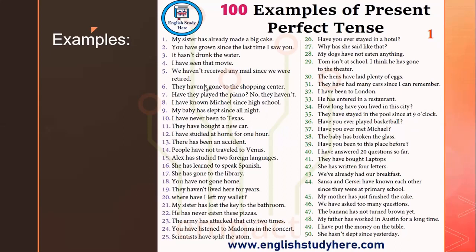Well done. So gone is the past participle form of go. Very good. Have they played the piano? No, they haven't. So this is a question, right? Yes. Because I have a question mark. Also, there is have from the beginning. Yes. Okay, Shakish, played is a regular verb or irregular verb? Regular verb, because we have ed with play. Yes, yes. Well done. Yes, it's not irregular. Well done.